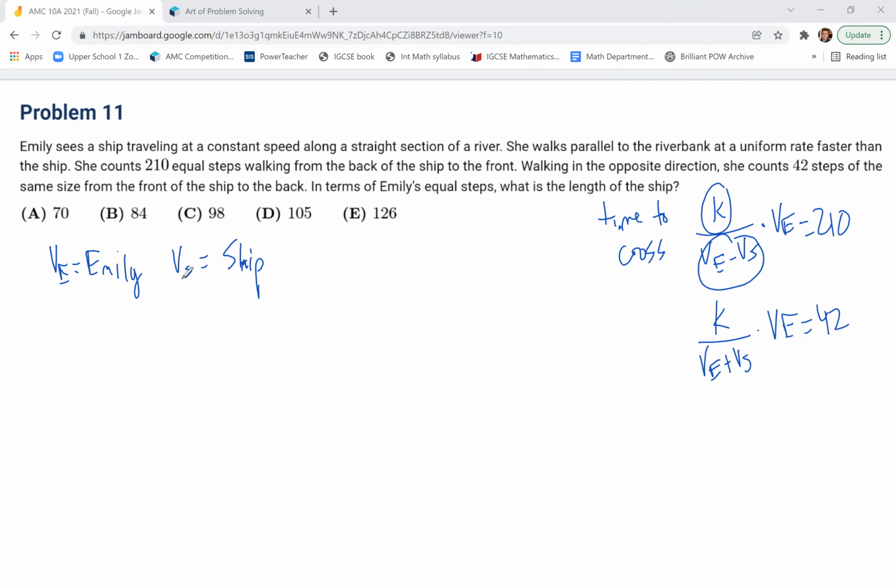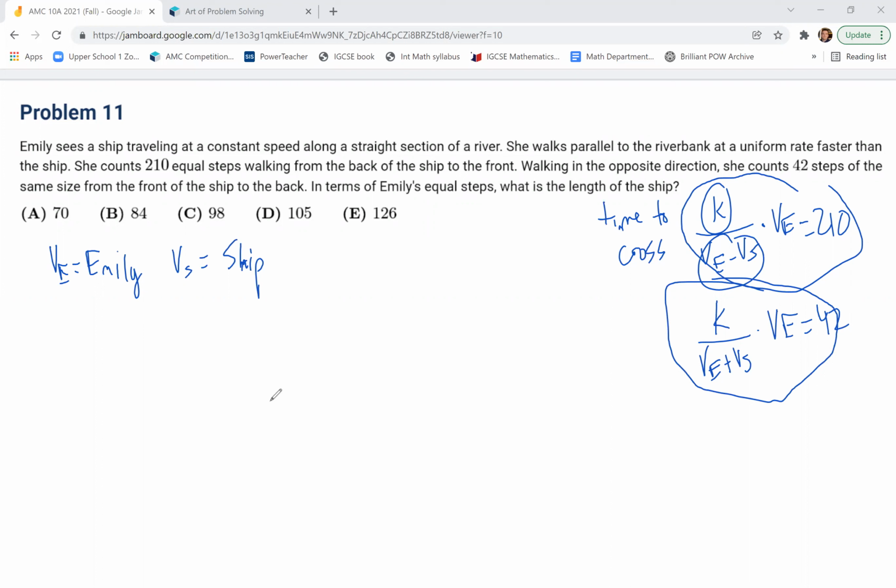Now, if I want to solve, so what do we want? We want the length of the ship. So we want to solve for K, right? Now, how can we do this? 42 VE. So let's say we solve both of these equations for K, right? So this equation here, we solve for K, and this equation here, we also solve for K.